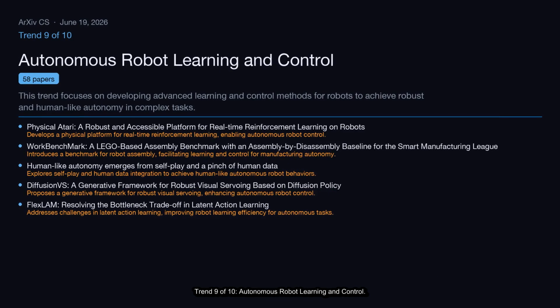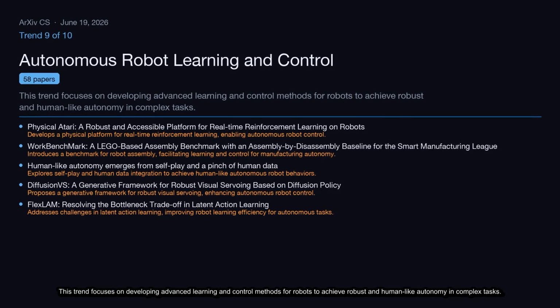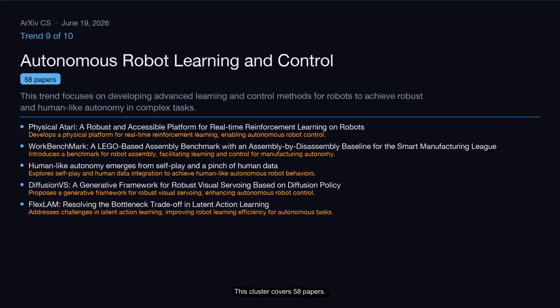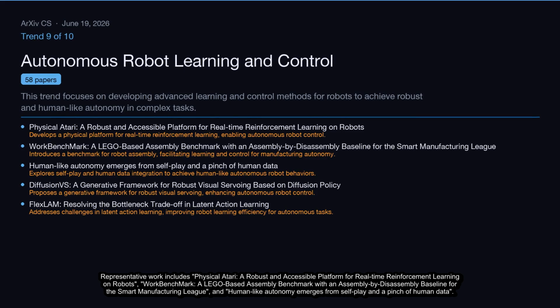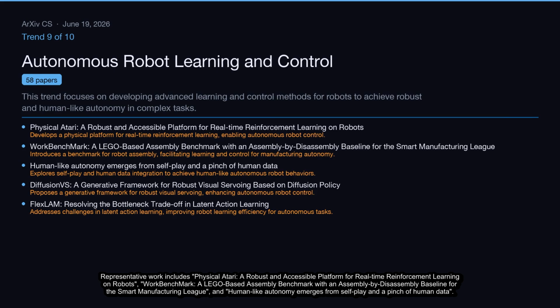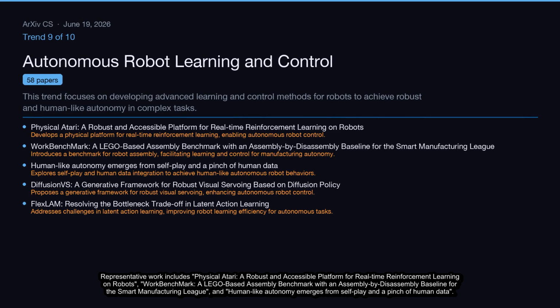Trend 9 of 10. Autonomous robot learning and control. This trend focuses on developing advanced learning and control methods for robots to achieve robust and human-like autonomy in complex tasks. This cluster covers 58 papers. Representative work includes Physical Atari, a robust and accessible platform for real-time reinforcement learning on robots, Work Benchmark, a Lego-based assembly benchmark with an assembly-by-disassembly baseline for the Smart Manufacturing League, and human-like autonomy emerges from self-play and a pinch of human data.